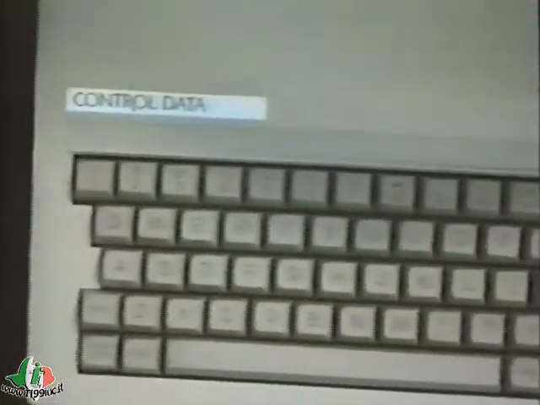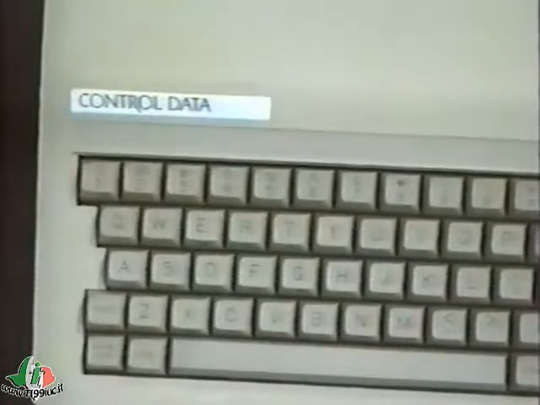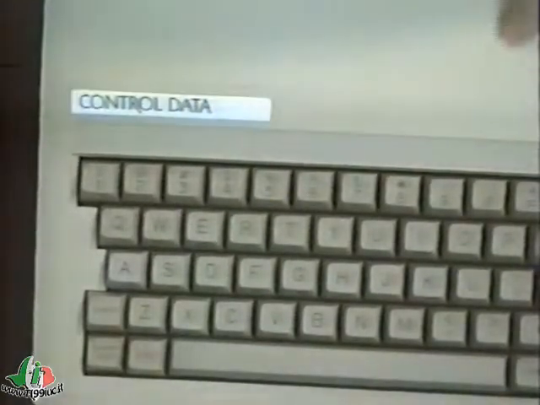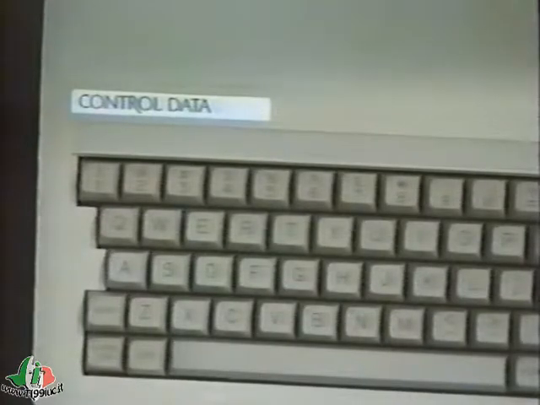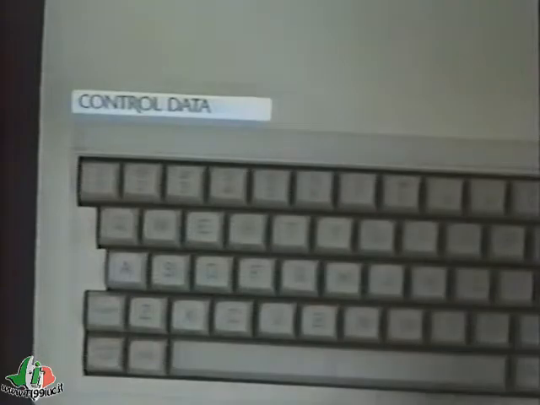This is the control data TI console. It has the control data logo. As far as I know, they were all in the beige series. I don't know if there was any black and silver control data consoles made. This is your special Plato setup manual that came with it. Basically a TI manual that's been repackaged.